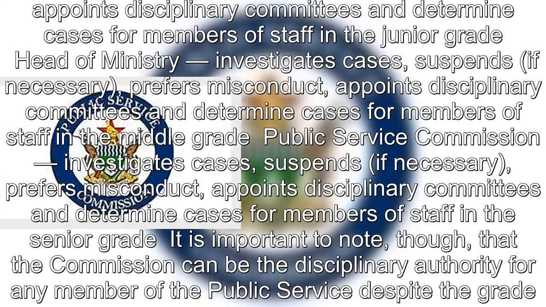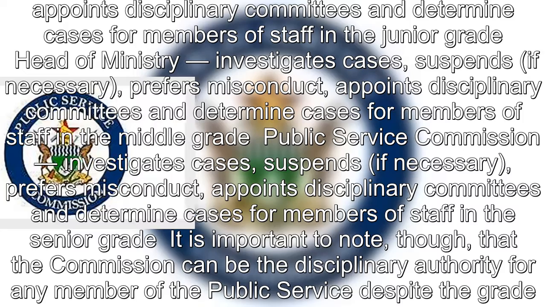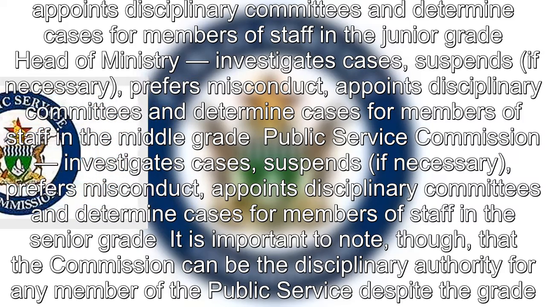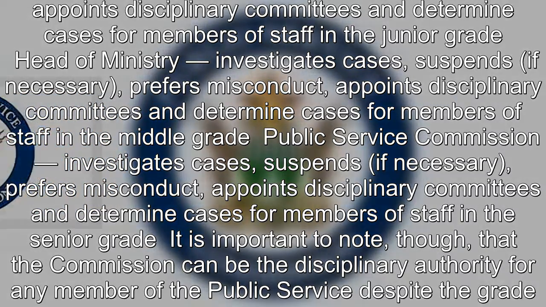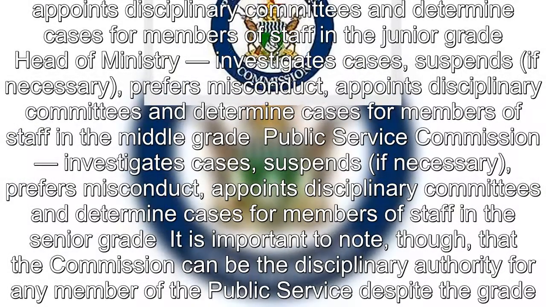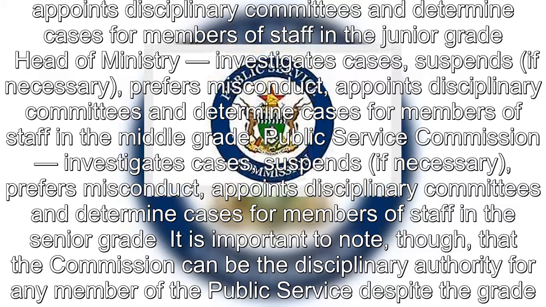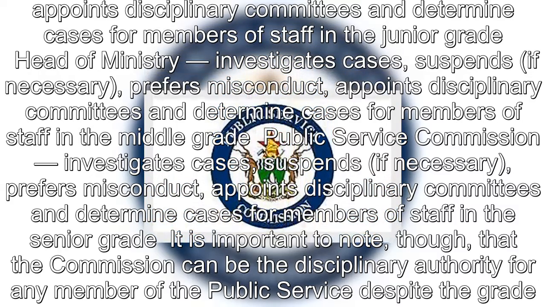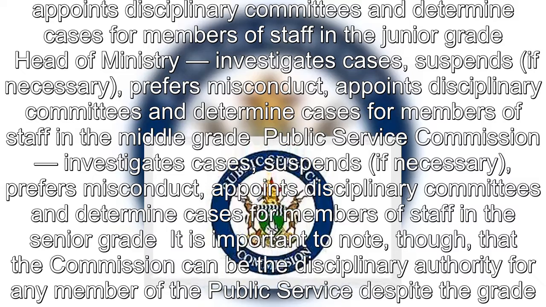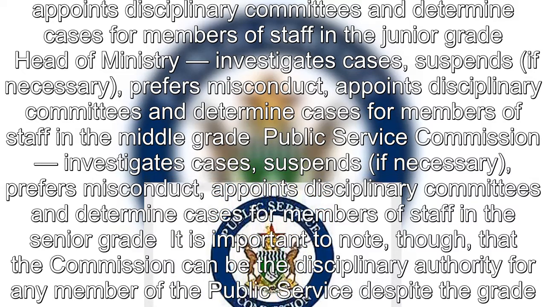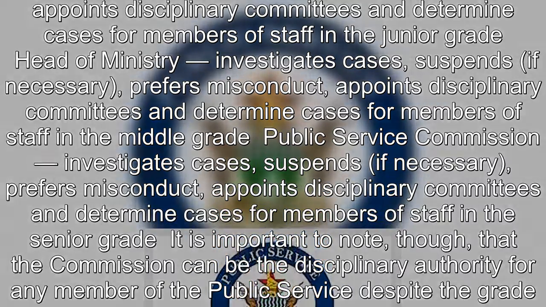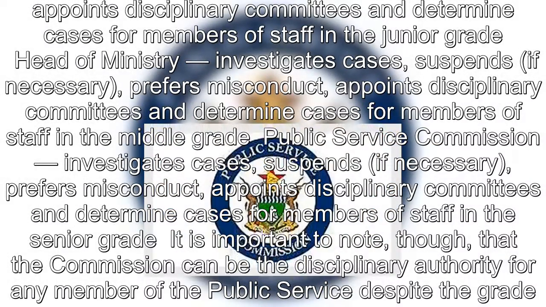Which disciplinary authority does what? Head of office investigates cases, prefers misconduct charges, suspends if necessary, members of staff in the junior grade. Head of department investigates cases, suspends if necessary, prefers misconduct, appoints disciplinary committees, and determines cases for members of staff in the junior grade.